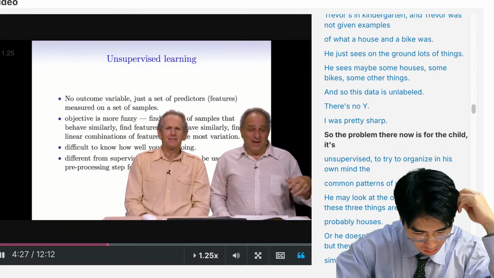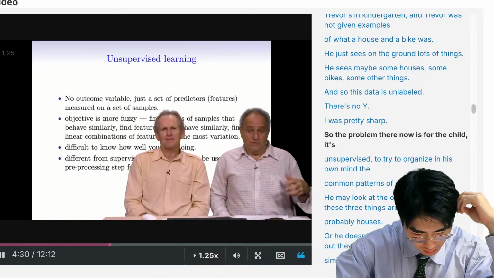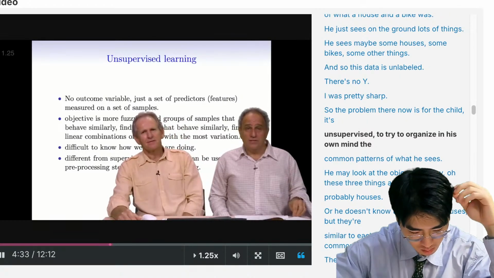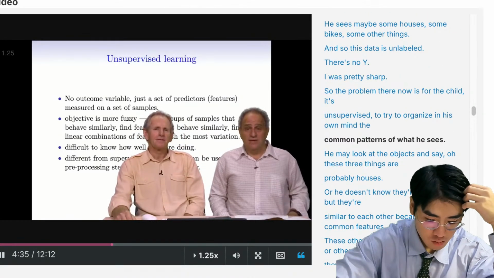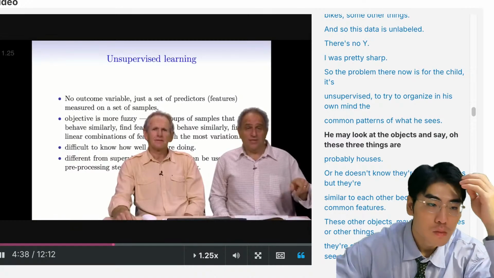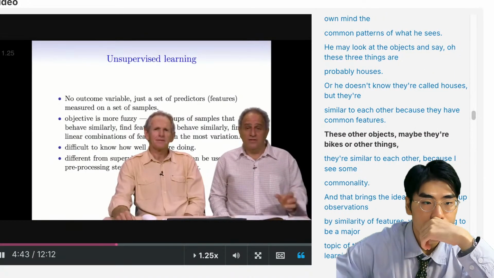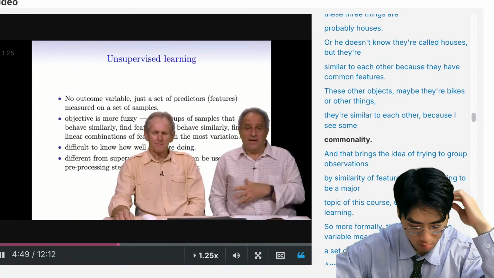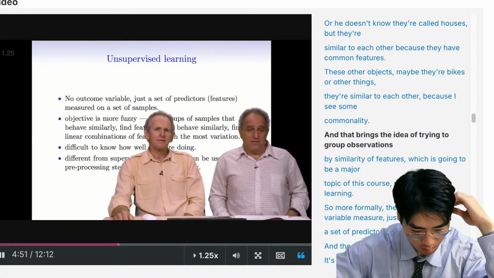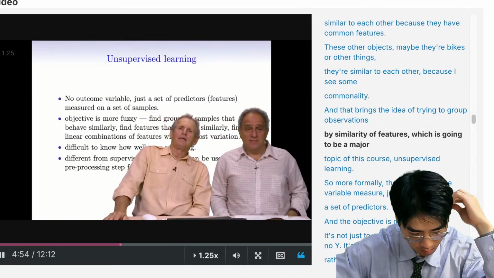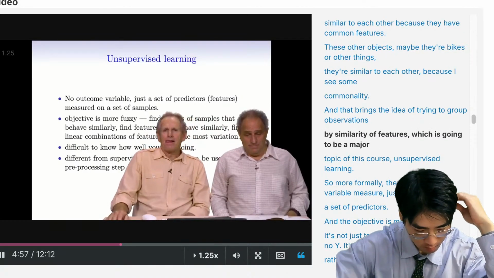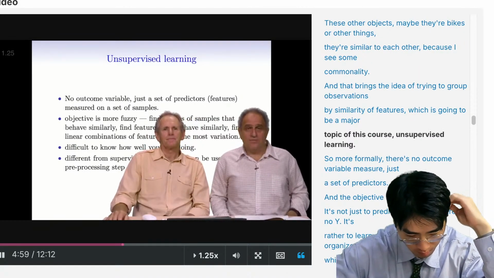So the problem now for the child is unsupervised: to try to organize in his own mind the common patterns of what he sees. He may look at the objects and say, these three things are probably houses, or they're not called houses, but they're similar to each other because they have common features. These other objects, maybe they're bikes or other things, are similar to each other because I see some commonality. And that brings the idea of trying to group observations by similarity of features, which is going to be a major topic of this course, unsupervised learning.